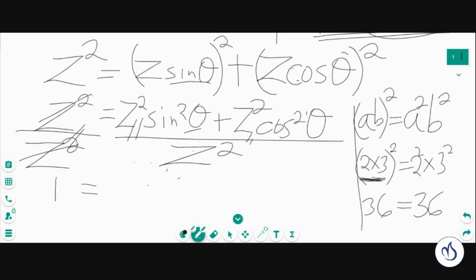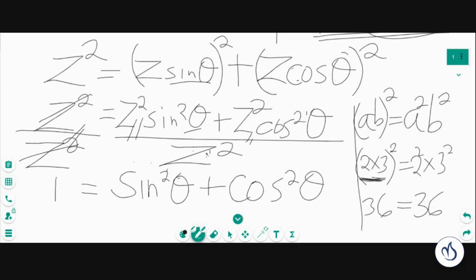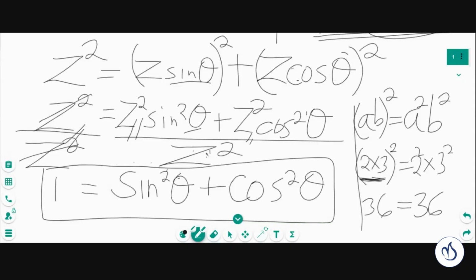So 1 is equal to this Z squared sine squared theta divided by Z squared. I remain with sine squared theta plus Z squared, also cos squared theta divided by Z squared. The Z squared and Z squared will cancel out, and I'll have cos squared theta. So, ladies and gentlemen, please welcome to trigonometry. This is the basic identity of trigonometry.